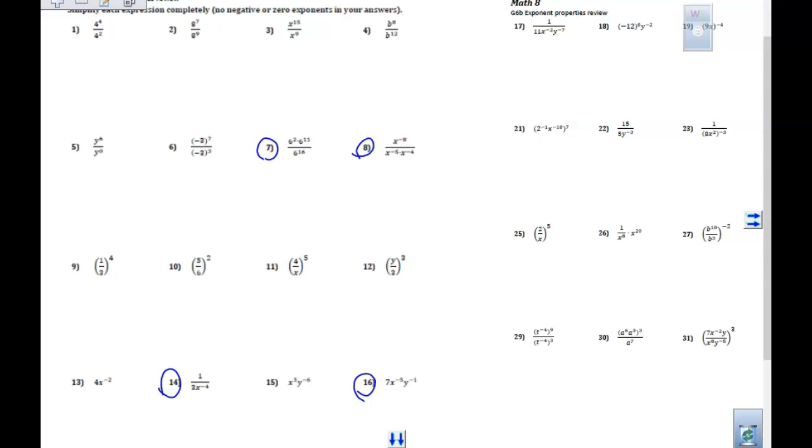Someone was asking if I'm going to leave the rules up when we take our quiz tomorrow. Yes, I will leave this up. Which one am I not putting up? Anything to the 0 equals? 1. Okay, so that one is not going to be up there, but I'll be up in here.